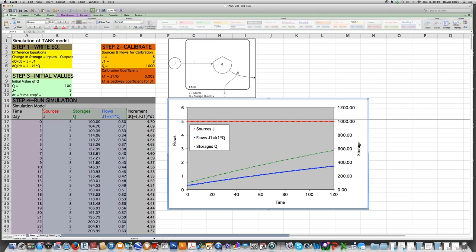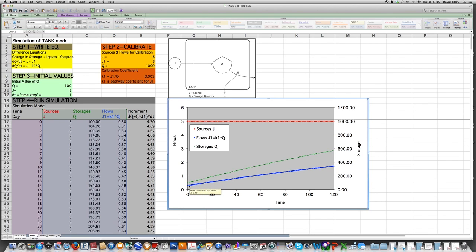So in this case, we're plotting J, Q, and J1 as a function of time. And I've color-coded it in this case so it corresponds to the colors in the headings. So J is 5, it's a flow, and it's not changing, so it's a straight line. Storage is green, it's on the storage axis on the right-hand side. If we put our cursor on top of Q, or the green line, we can see that at time 0, it's 100. If we came up to, say, day 54, we can see that it's 334. And likewise, day 111, 544. We're also plotting the flow, and again, the flow is on the left graph.